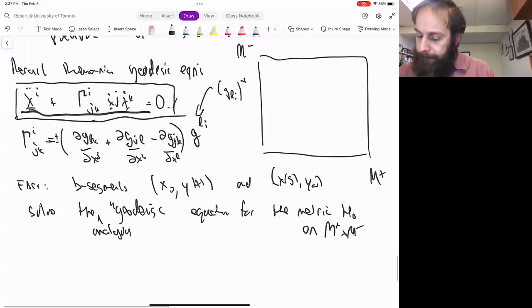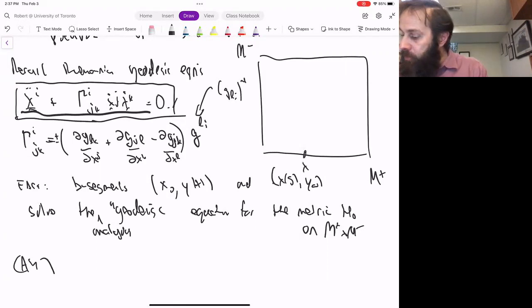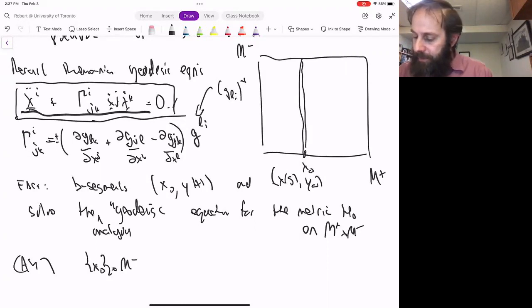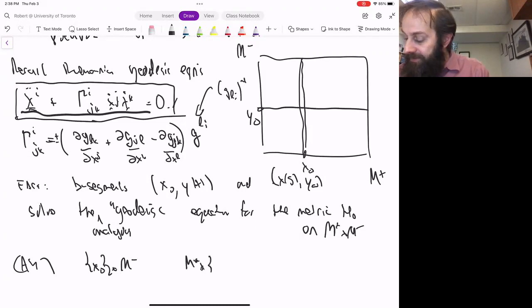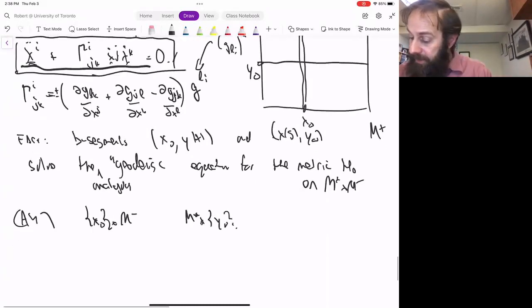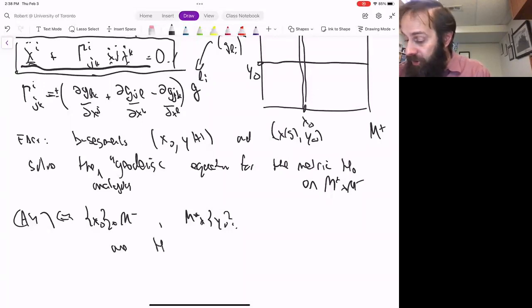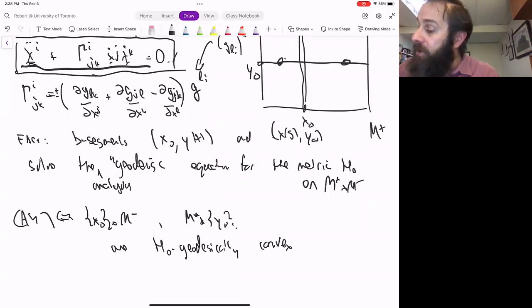And the condition A4 says if you pick a point here and you look at this entire fiber, x0 cross m minus, or if you pick a point over here and you look at this entire fiber, m plus cross y0, it asks for these two things to be geodesically convex for H. In other words, whenever I have two points in the fiber, you should be able to find a curve that lies entirely in this fiber that joins this point to that point, which is a geodesic with respect to this not necessarily positive definite metric H. In fact, non-positive definite metric H.